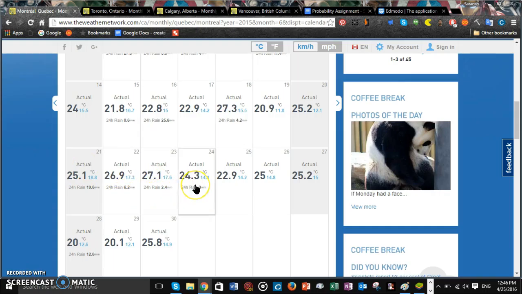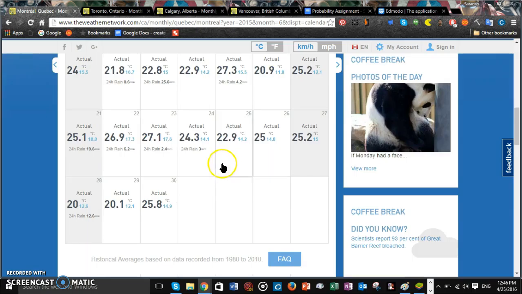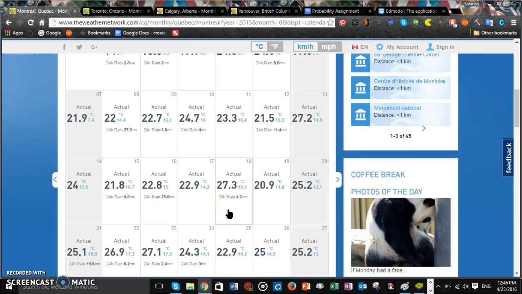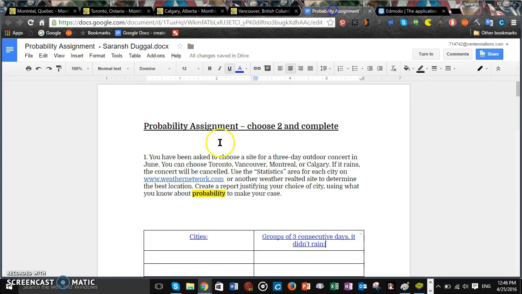And 22nd, 23rd, 24th, it rained. 25th, 26th, and 27th, it did not rain. So that's one group of 3 consecutive days it did not rain in Montreal for last year's June. And then 28th it rained, but that's not 3 consecutive days it did not rain. So 29th and 30th, that's 2 consecutive days. So in Montreal, there's only 1 of the 10 groups of 3 consecutive days it did not rain. So let's go back here.